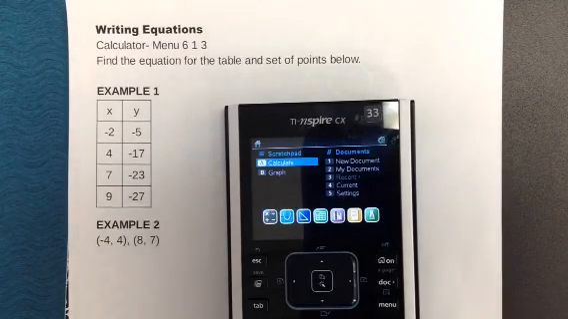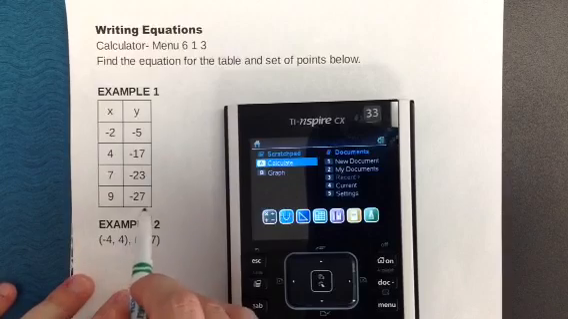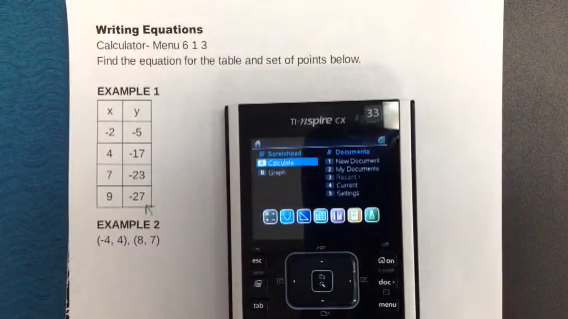But notice that this one goes all the way down to negative 27, negative 23, negative 17. That's going to make your graph really, really large. So there's a way on your calculator to put in the x's and y's and find the equation of that line.